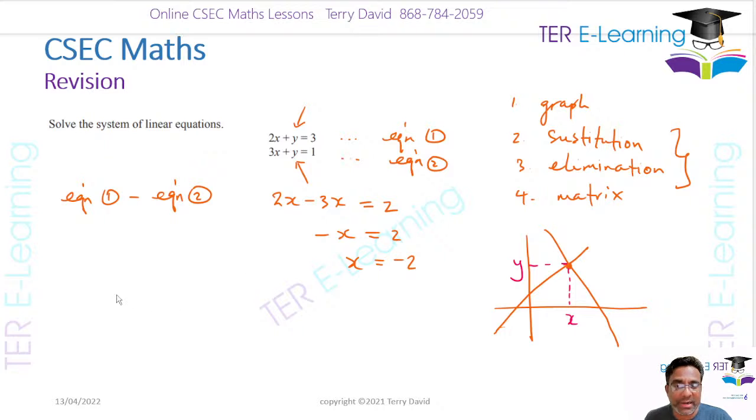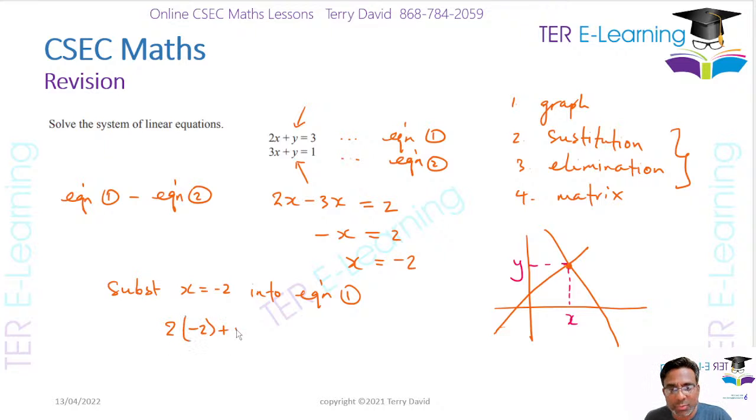So I'm going to take x, and we're going to substitute that into any one of our equations. So substitute x is equal to minus 2 into equation 1. Doesn't matter. We're going to get the same answer either way. So it's going to be 2 multiplied by minus 2 plus y is equal to 3. 2 by minus 2 is minus 4 plus y is equal to 3. So y is equal to 3 plus 4. So y is equal to 7. So these are my two values here. x is minus 2 and y is equal to 7, right?